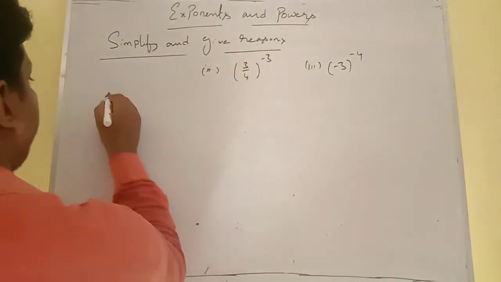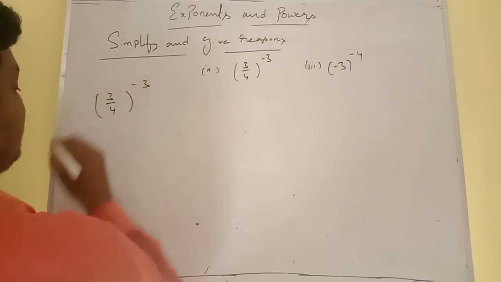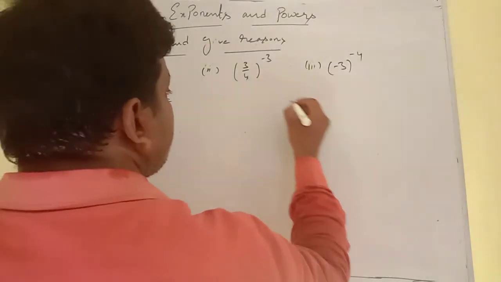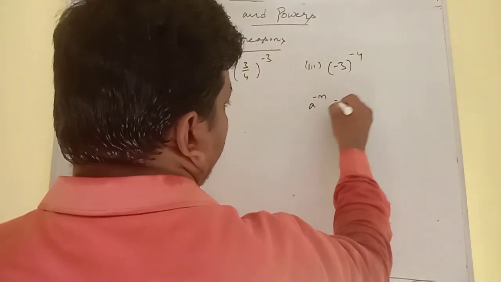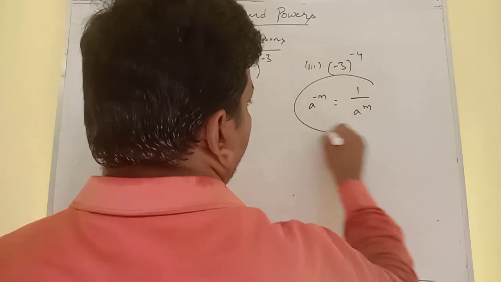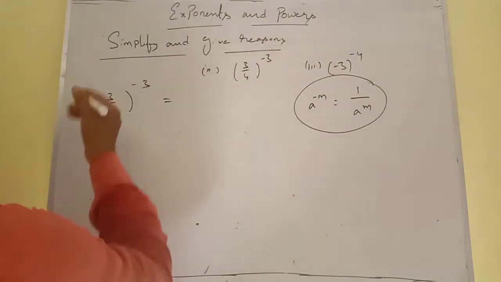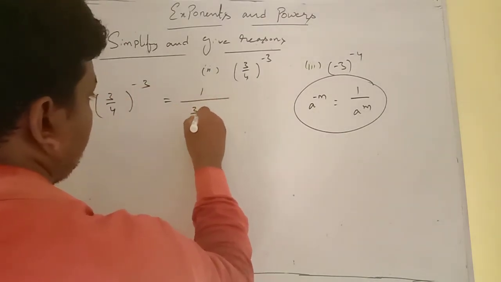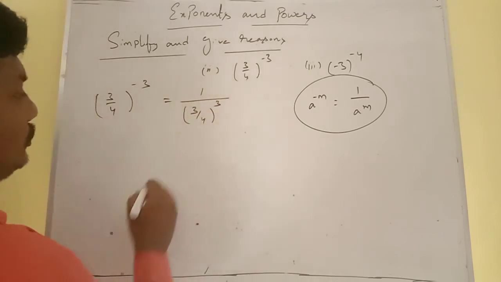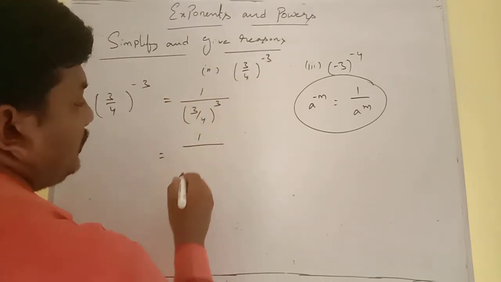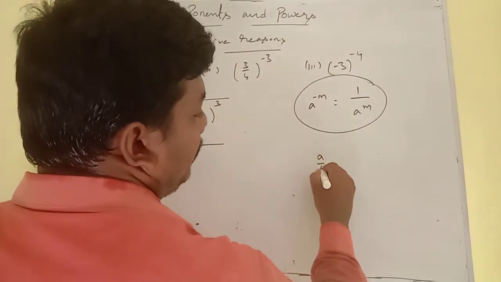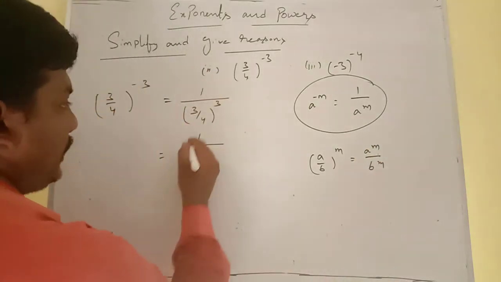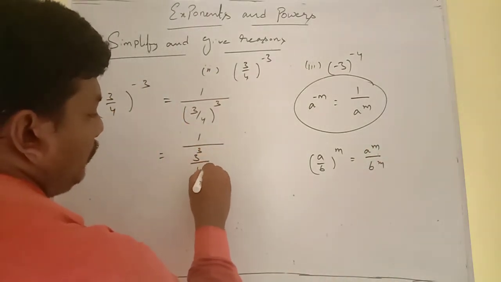Now 3 by 4 whole to the power of minus 3. How to simplify this one? As we know the formula, a power minus m can be written as 1 by a to the power of m. So 3 by 4 whole to the power of minus 3 can be written as 1 by 3 by 4 whole to the power of 3. Again using the formula a by b whole to the power of m is a power m by b power m, this can be written as 3 power 3 by 4 power 3.